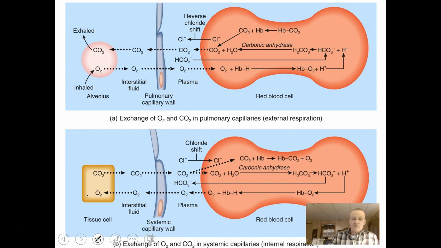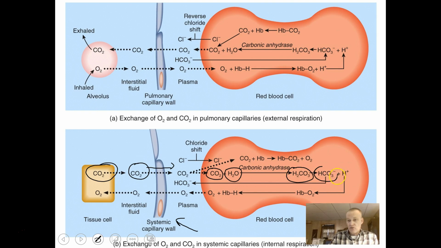Now let's look at what happens when we get down to the walls of the capillaries in systemic circulation. Notice that kind of like the opposite is occurring. We're going to take and upload carbon dioxide into the capillary. So carbon dioxide is going to come across the wall of that capillary. It's going to go into the blood cell, combine with water to form carbonic acid.